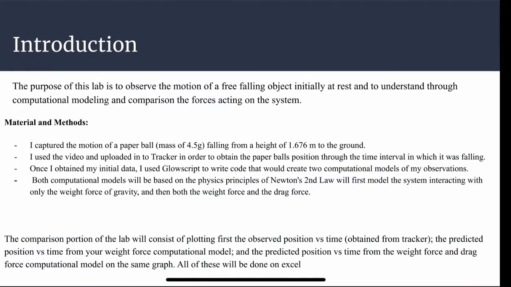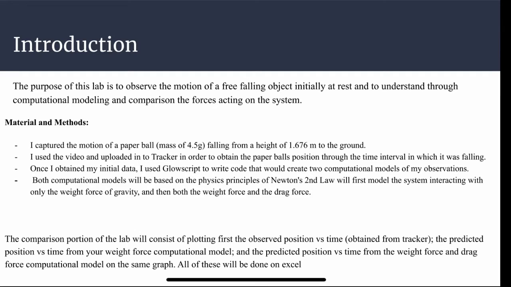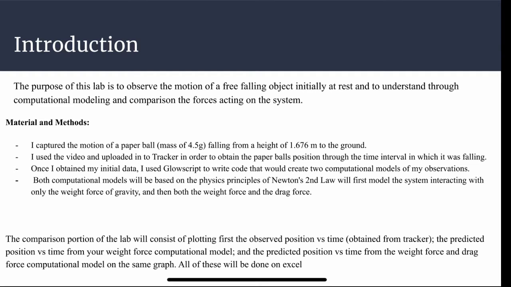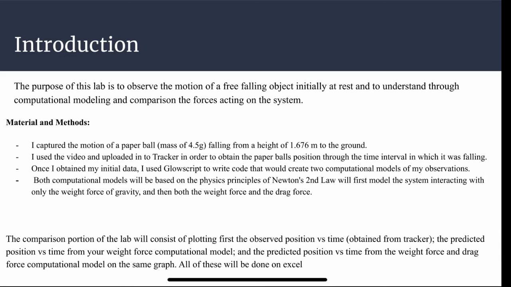The purpose of this lab is to observe the motion of a free-falling object initially at rest and to understand, through computational modeling and comparison, the forces acting on the system. So first I captured the motion of a paper ball, mass of 4.5 grams, falling from the height of 1.676 meters to the ground. I uploaded the video into Tracker in order to obtain the paper ball's position through the time interval in which it was falling.